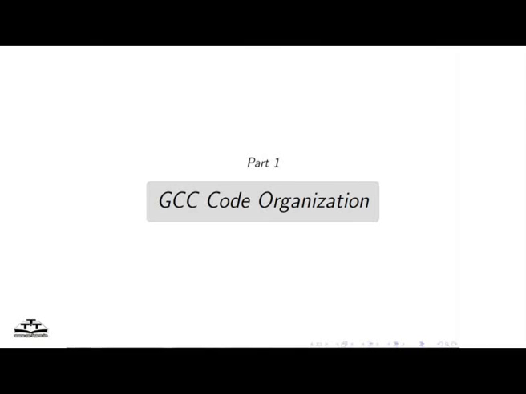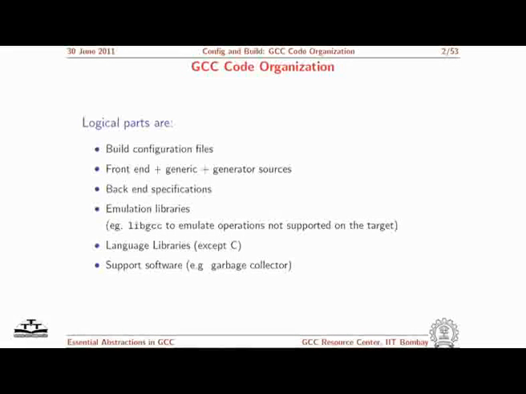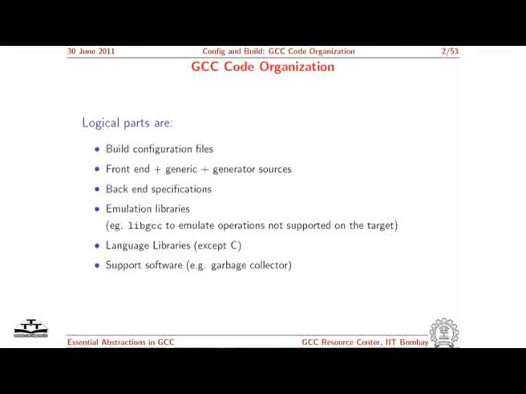So let's first look at how the GCC code is organized. Logical parts of GCC are the build and configuration files, the front end plus the generic code plus the generator code. So there is a language dependent part, which is the front end. There is a language and target independent part, which is the generic code, and there is a target dependent part, which is the generator code and machine descriptions.